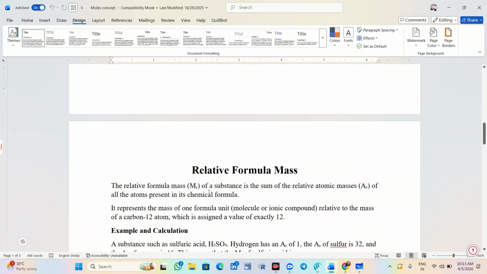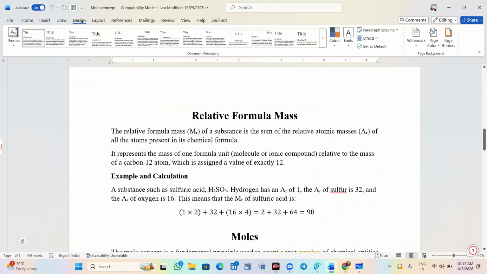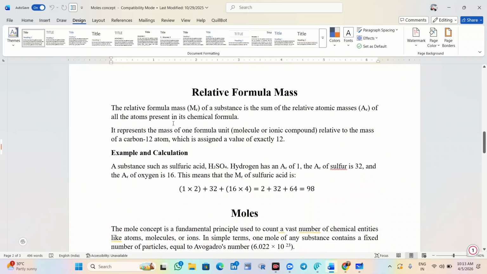Next, in addition to relative atomic mass, we should also know about the relative formula mass. Relative formula mass is nothing but the sum of the relative atomic masses.